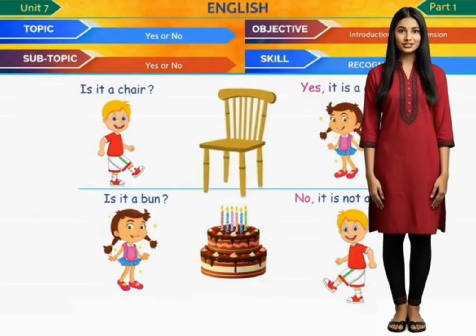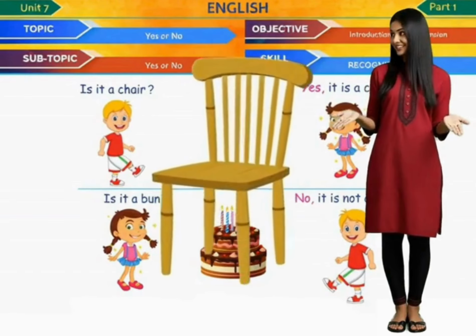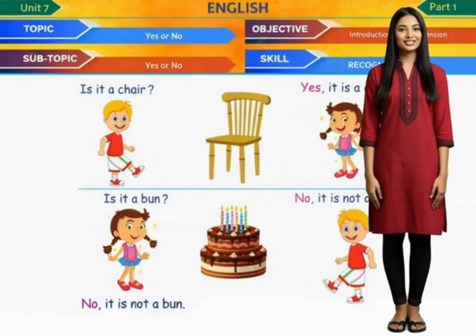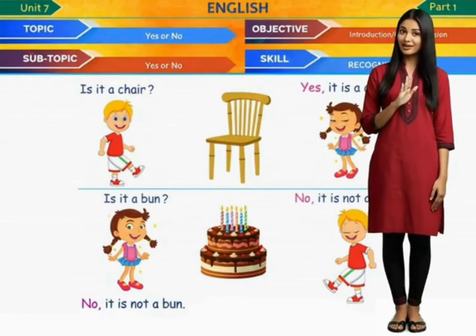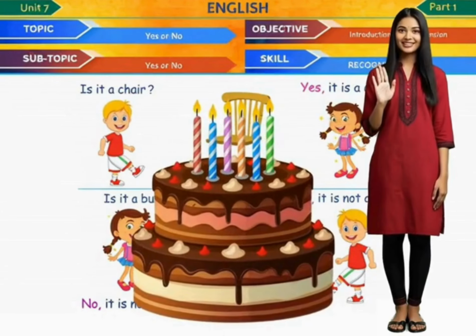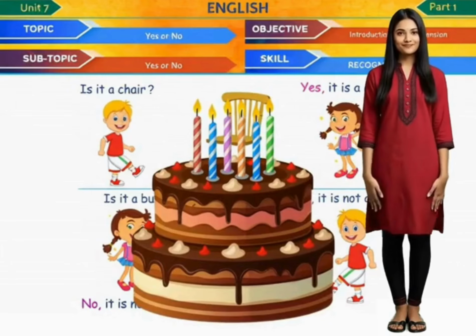Now, look at the picture. Is it a chair? Yes, it is a chair. So we say yes. Now look at the next picture. Is it a bun? No, it is not a bun. It is a cake. So we say no.